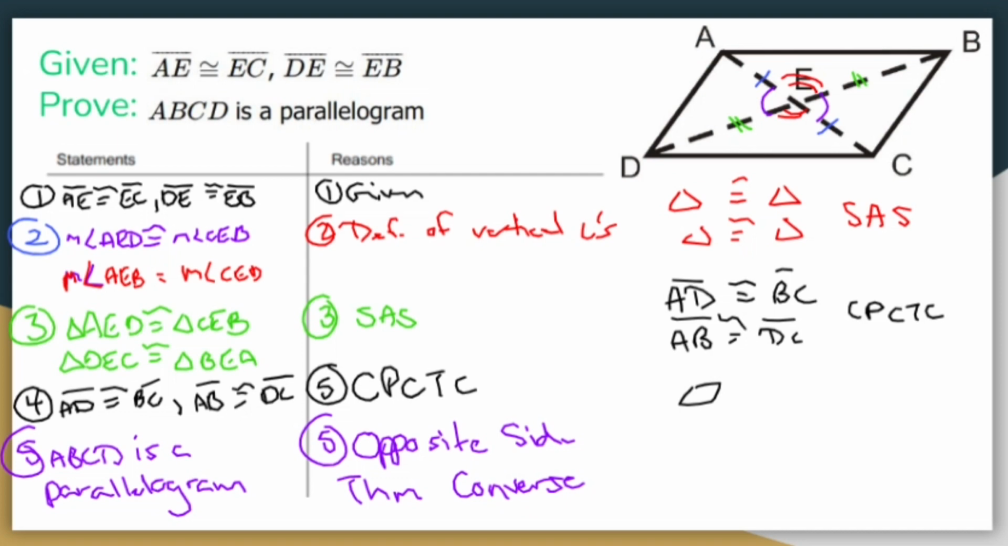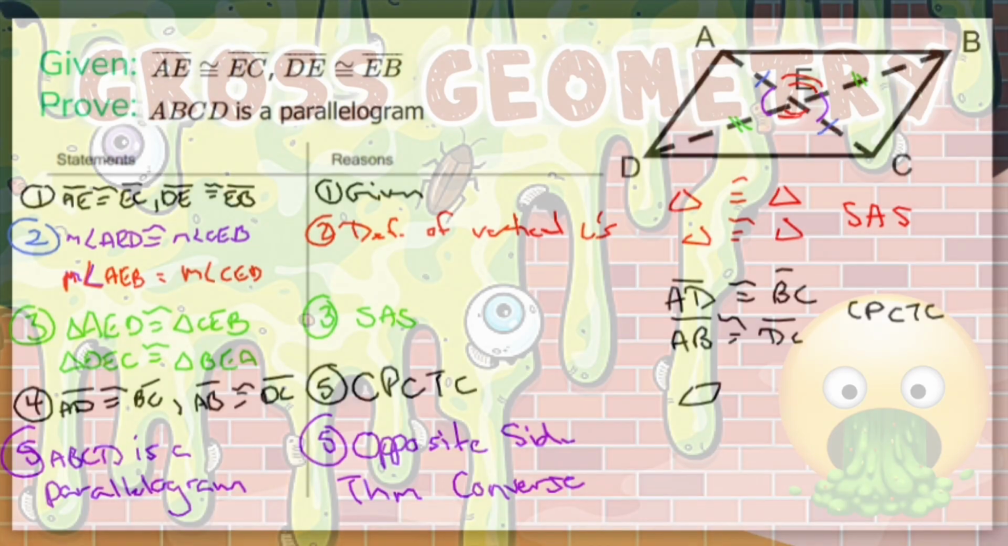Okay? So there you have it. This is a way that you could prove that a quadrilateral is a parallelogram: the opposite sides theorem converse. You have the opposite angles theorem converse, which is exactly the same thing, but with angles instead of sides. And you have the consecutive angles theorem converse. Those are saying that if they're supplementary, then you have a parallelogram. Fun.